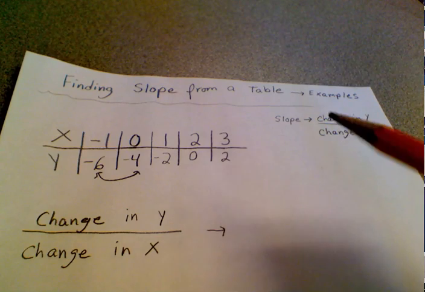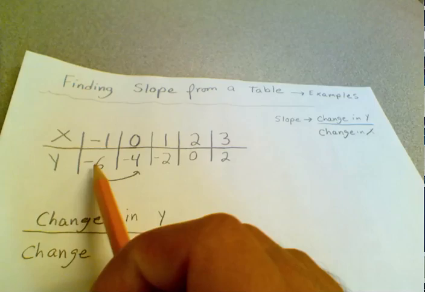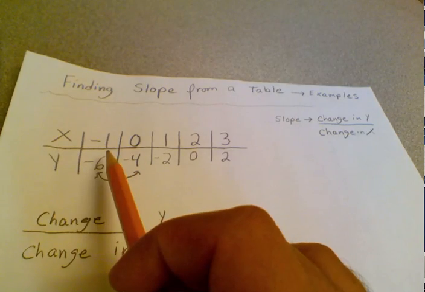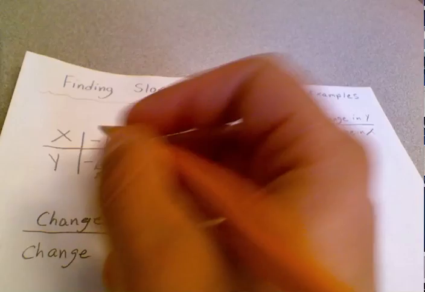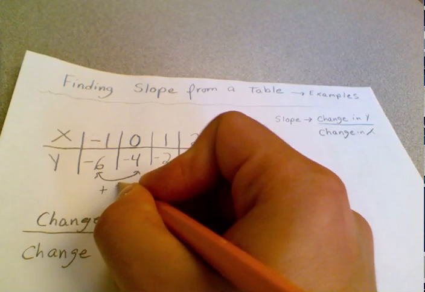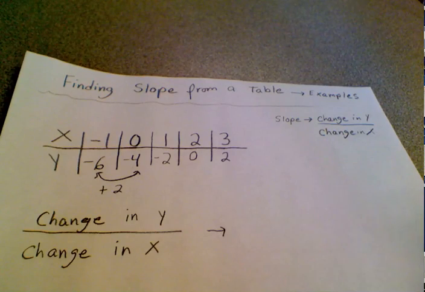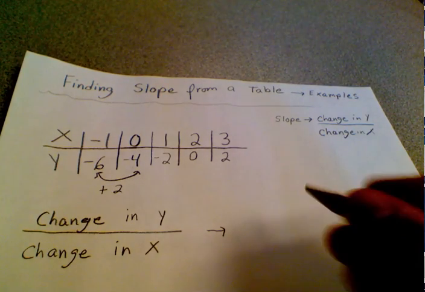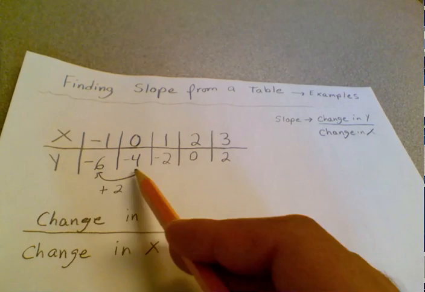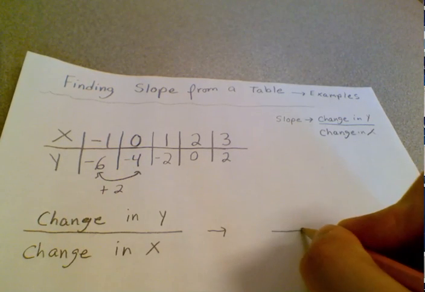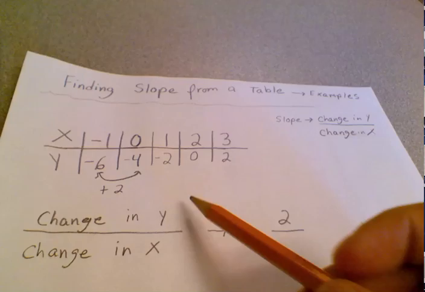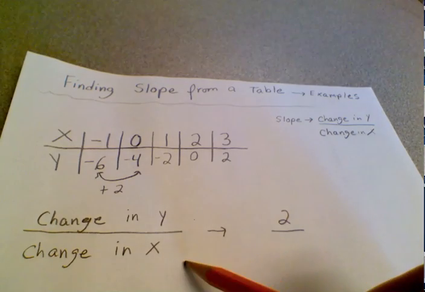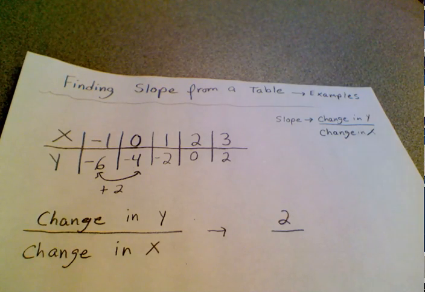If I were to ask myself the question, how is it changing from left to right here, how is it changing from -6 to -4? Well, I know that's moving in a positive direction of 2, okay? That's changing by +2. So now I can see my change in y here is 2. That's going to be the top part of my fraction because I'm writing this as the change in y divided by the change in x, okay?